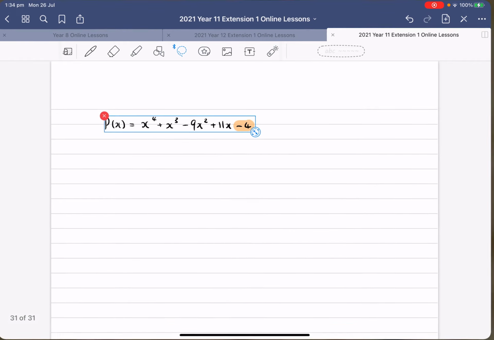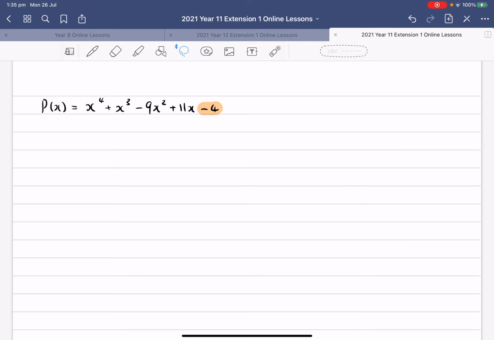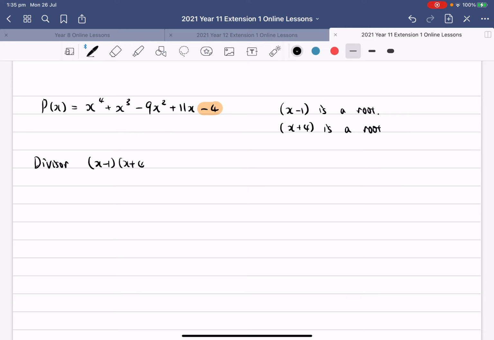Remember, at the end we just need to factorize this. All right, so previously we have already proved that x minus 1 is a root. We have already proved that, okay? So we also proved that x plus 4 is a root, yes? So in that case, the divisor could be just x minus 1 and x plus 4, which now we can expand, and that gives us this. Okay, so once we have this, then we can use the long division to work out this answer here.